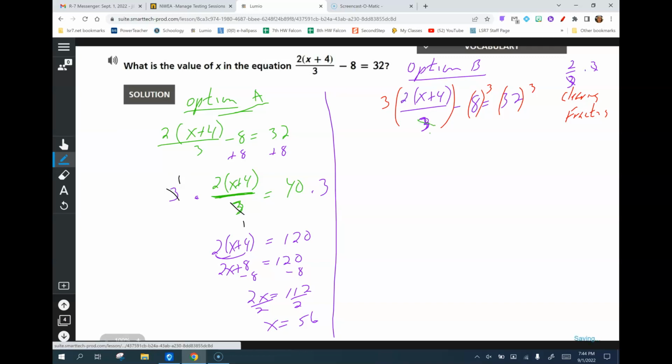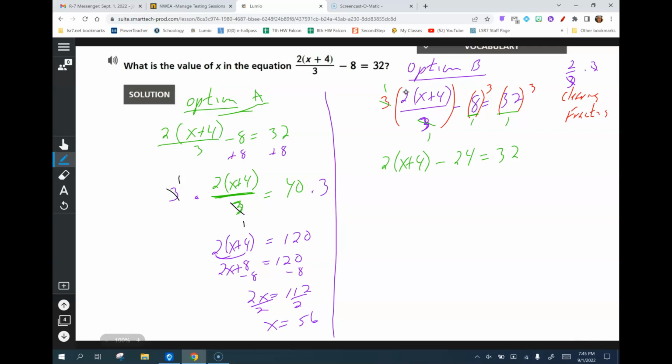I can cancel out the 3's. These are both divisible by 3. Then I have 1 times 2, and 1 times 2 is 2. Now here, there is a 1 down here. So 1 and 3 don't really cancel, so I'm just going to take 8 times 3 and get 24. Nothing to cancel here with the 3, so I just get a 32.